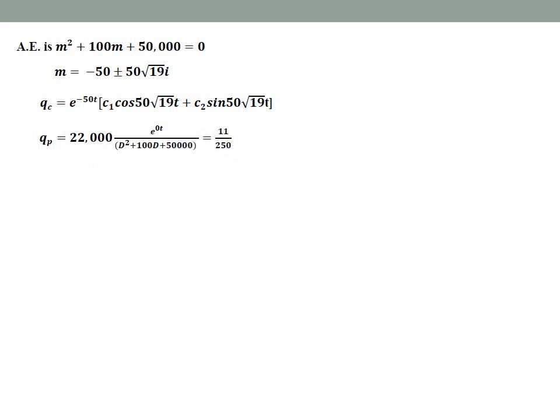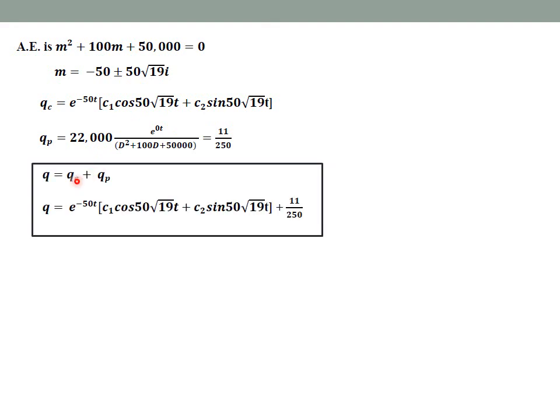Okay, clear? So then my final solution is Q is equal to QC plus QP. So QC is this term and QP is 11 by 250. Clear? Yes. So this is like a standard general solution. But actually in particular, now I have to find out C1 and C2 constant values. How will I find it? For that they have given me a condition.